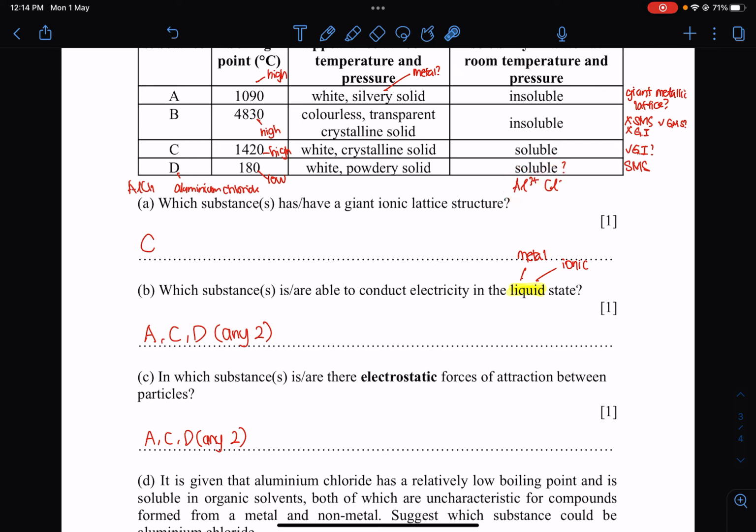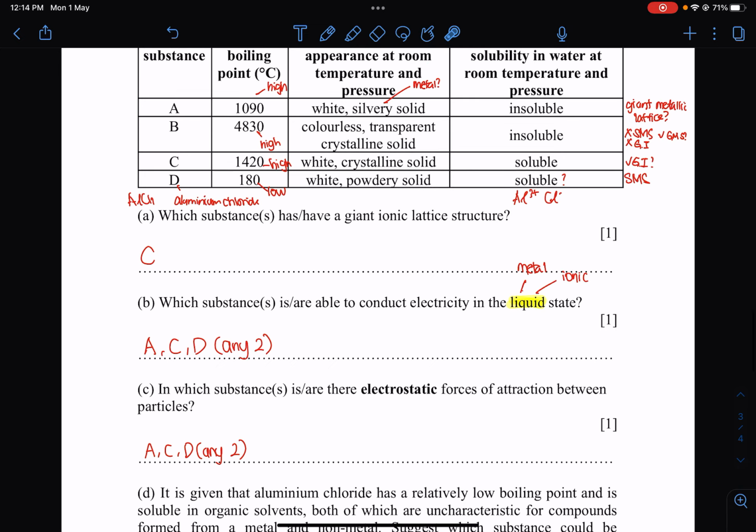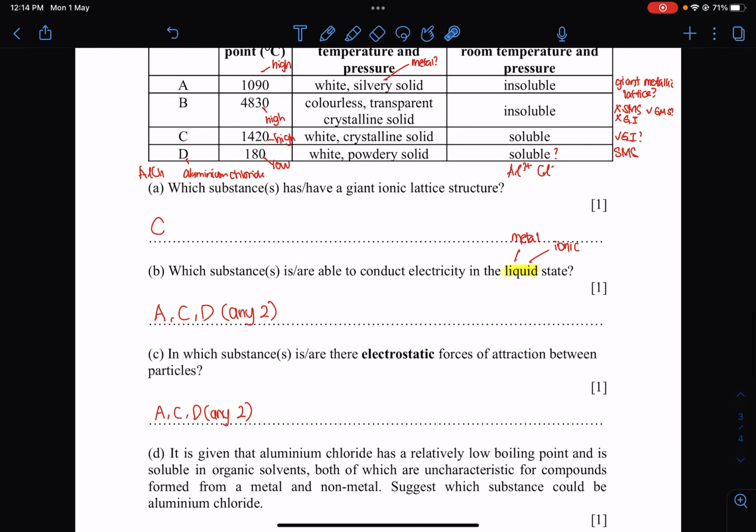So once I melt it, the ions in your aluminium chloride will be able to move and conduct electricity. Just take note that this is an exception. The question should provide you more information if they want you to give this as an answer. That's why I accepted any two. Even if you didn't give me D, I would want to see A and C and I will still give you the mark.